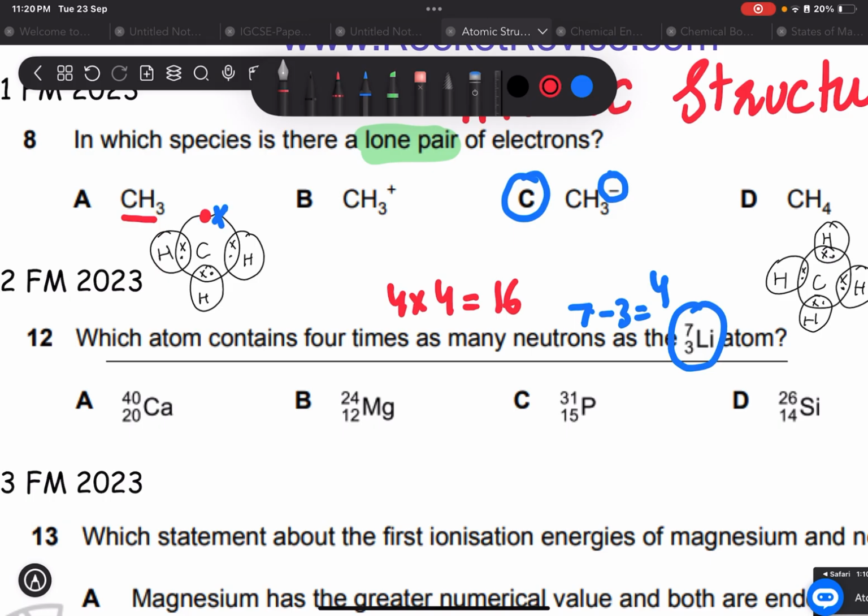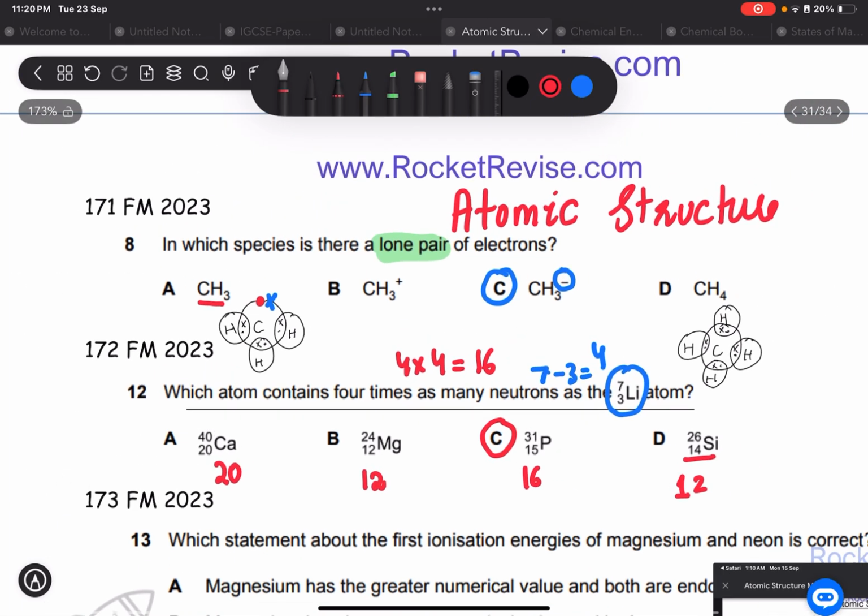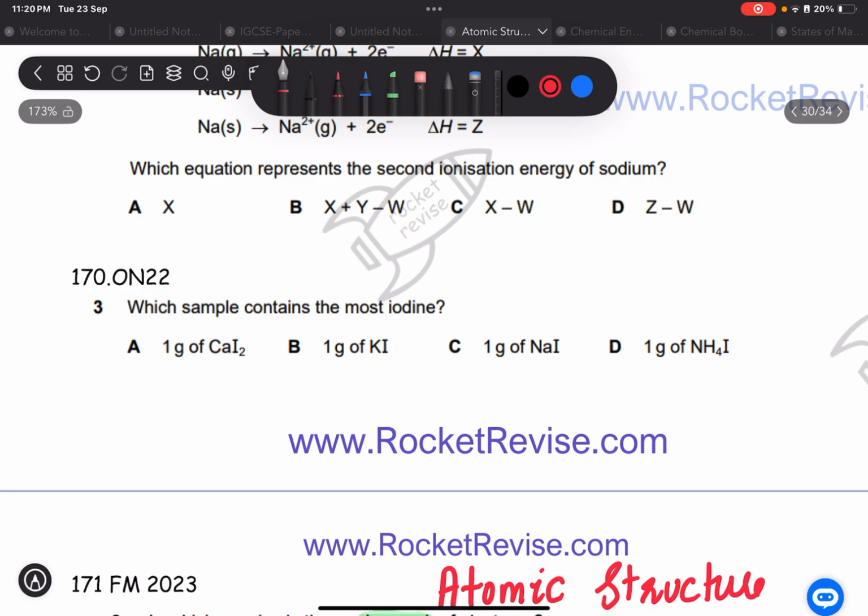Do we have a sulfur here? Because sulfur has 16 neutrons. No, we don't. Over here we have 20 neutrons. Over here we have 12 neutrons. Over here we have 16 neutrons. And over here we have 12 neutrons. So it's going to be option number C. I guess this was easy enough. Let's move on to this question.